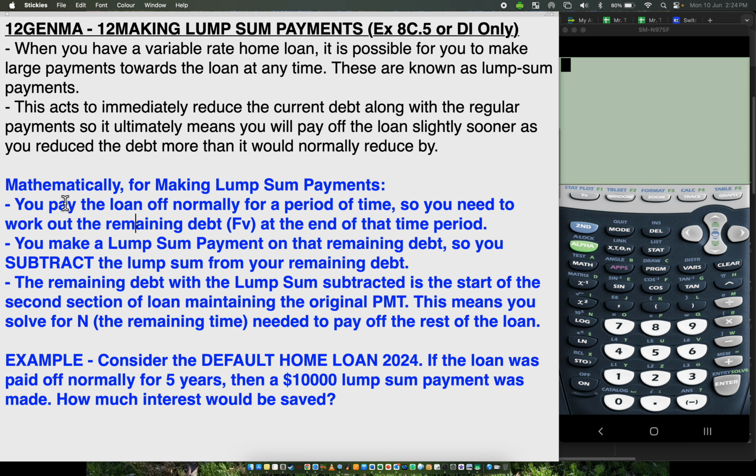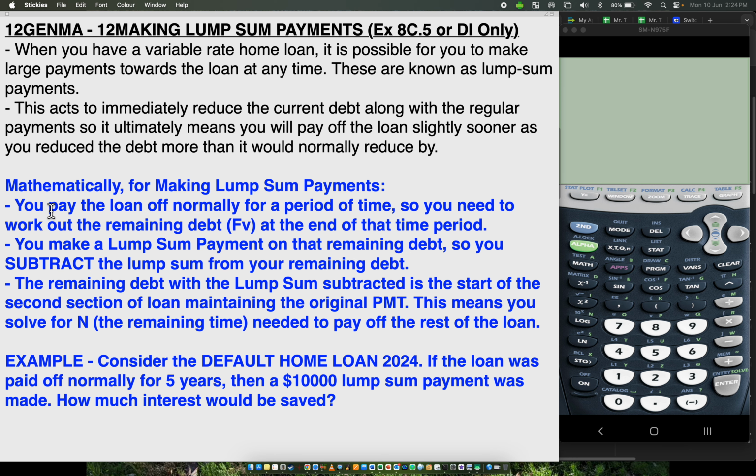So mathematically, what are we doing? For making lump sum payments, you pay off the loan normally for a period of time. So you need to work out the remaining debt at the end of that time period of paying off the loan normally. You make a lump sum payment on the remaining debt, so you subtract the lump sum from that remaining debt. Then the remaining debt with the lump sum subtracted is the start of the second section of the loan while you keep the original payments. This means that you solve for n, the remaining time needed to pay off the rest of the loan.